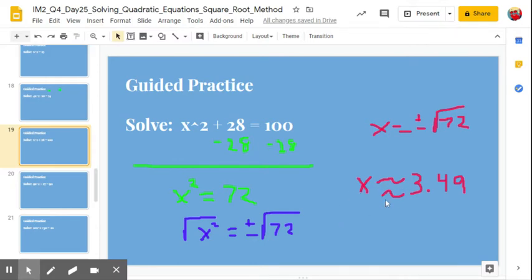And this might look like a funky equal sign. I did little squigglies like this. That's just showing you that x is approximately 3.49. That's if I need to round to the nearest hundredth. If I need to round to the nearest tenth, you could just say approximately 3.5.